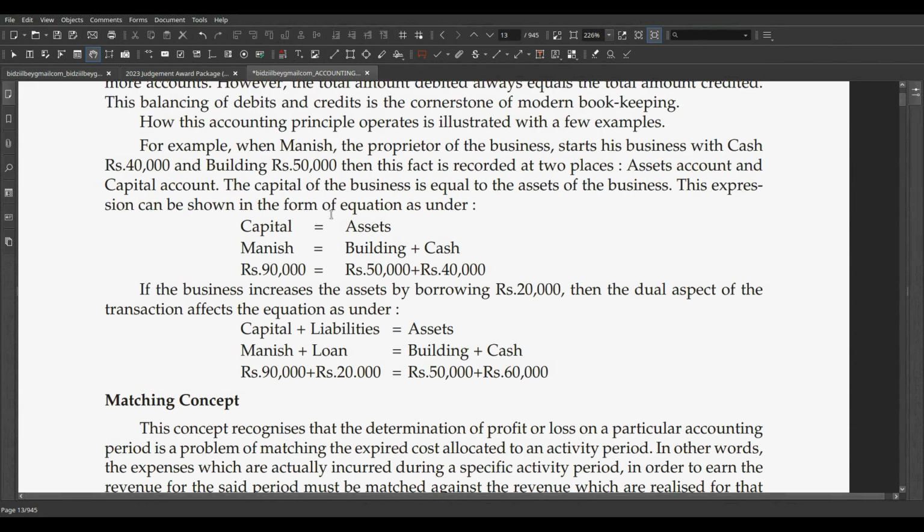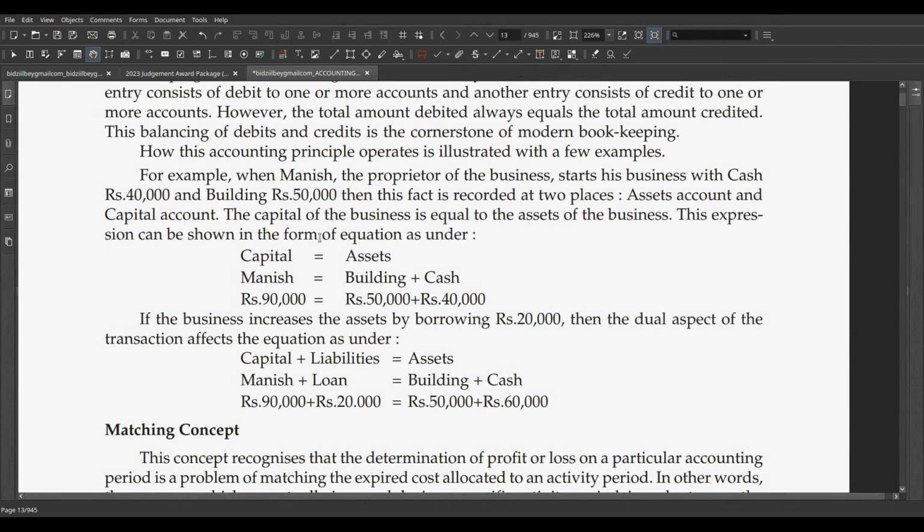When I tell you can record the value in two different places at the same time, this is the example. Right here where it says capital equals assets, you've got the person's name under the capital, and then the amount of capital, which is 90 grand. Adjacent to it, you'll see capital equals assets. What are the assets? The building plus the cash. The building is worth $50,000, he's got $40,000 in cash. $90,000 over here, $90,000 right here.